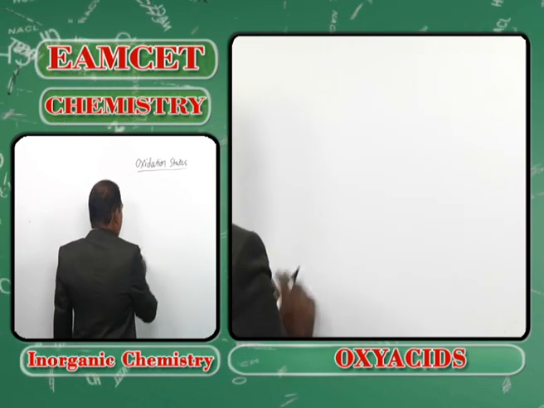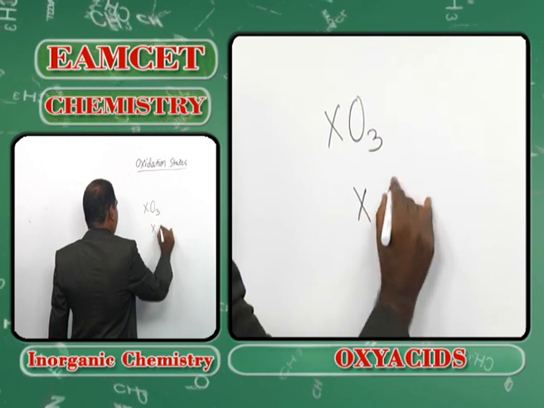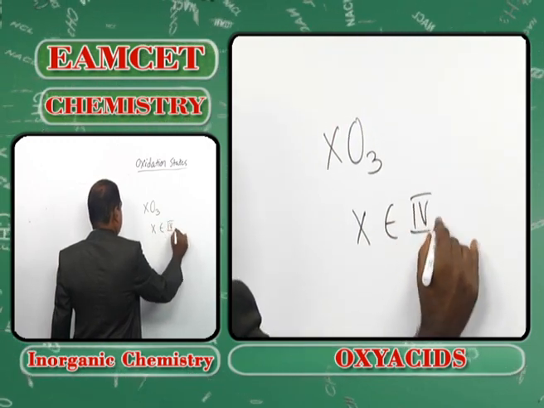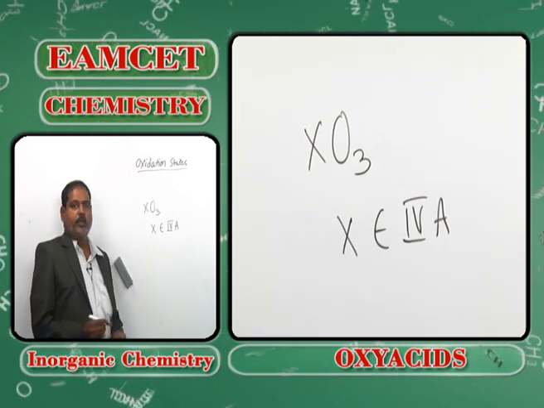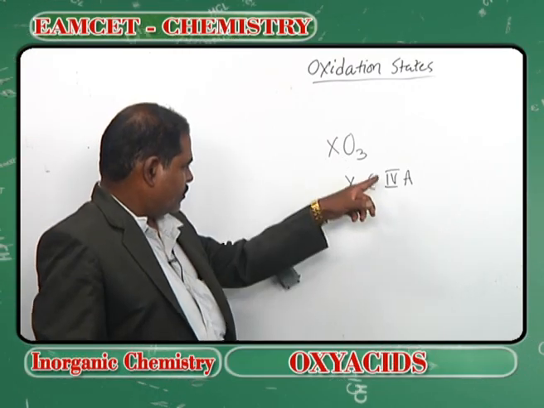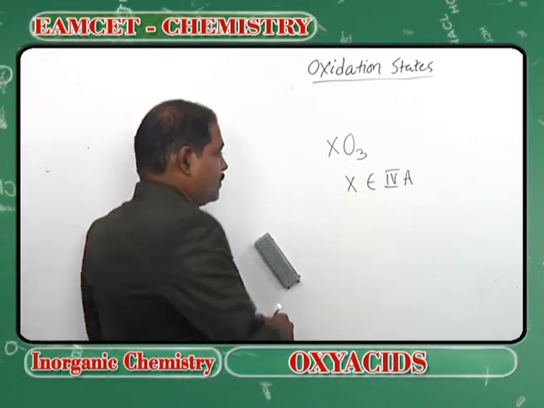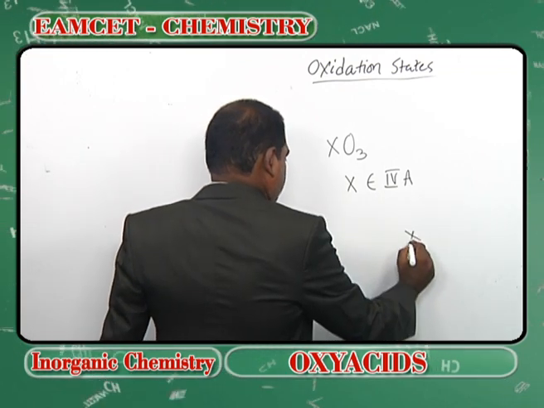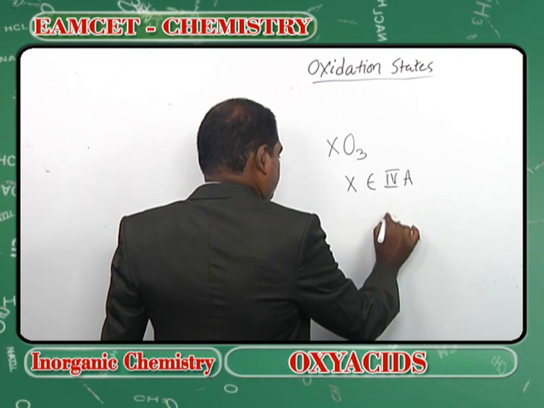So draw the structure of XO3. X belongs to 4A. If you understand this question, you learn too many things. X belongs to 4A means maximum plus 4. The maximum oxidation state of X is plus 4. It can't be more than 4.